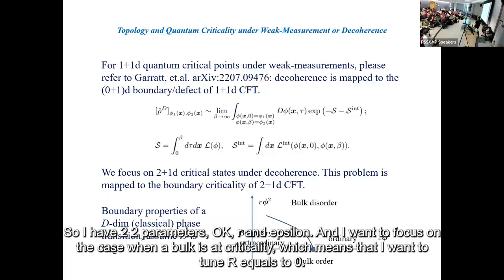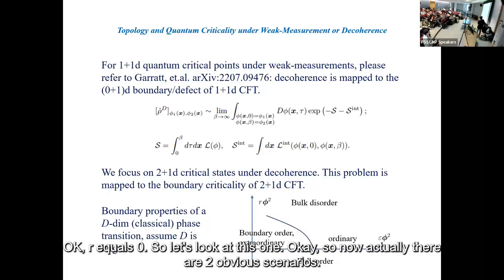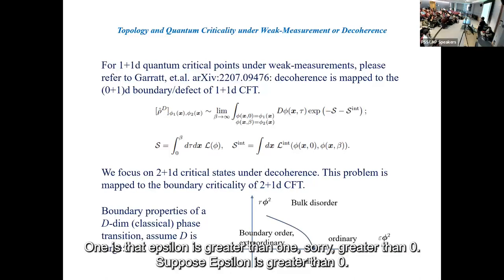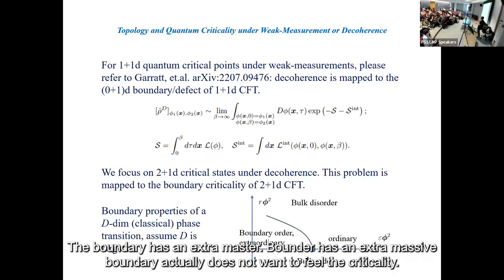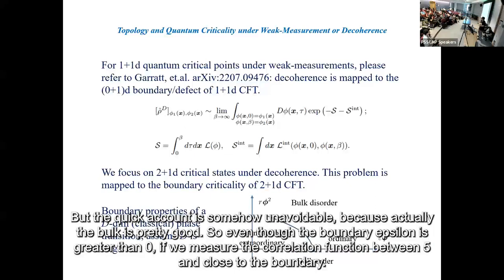And I want to focus on the case when the bulk is at criticality, which means I tune r equals zero. So let's look at this one. Now there are two obvious scenarios. One is that epsilon is greater than zero. It means that even though the bulk is at the critical point, the boundary does not want to be at the critical point. The boundary has an extra mass term. The boundary does not want to feel the criticality, but the criticality is somehow unavoidable, because the bulk is critical.